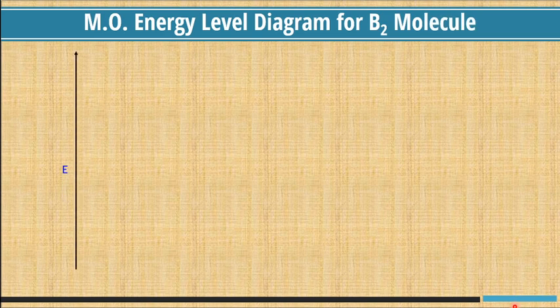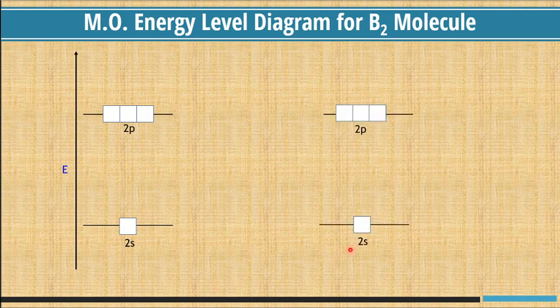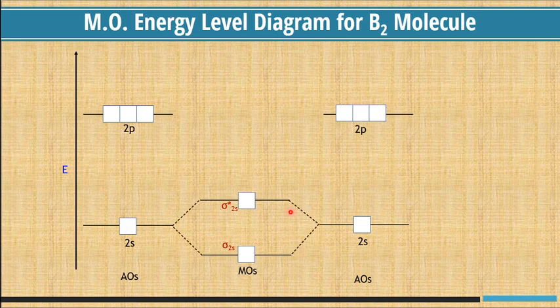Let us consider the molecular orbital energy level diagram for the B2 molecule. This is the energy axis. Consider the first boron atom having 2s and 2p atomic orbitals. Also we have the second boron atom having 2s and 2p atomic orbitals. The combination of the 2s orbitals of the first boron and second boron gives rise to the sigma 2s bonding molecular orbital and sigma star 2s antibonding molecular orbital.